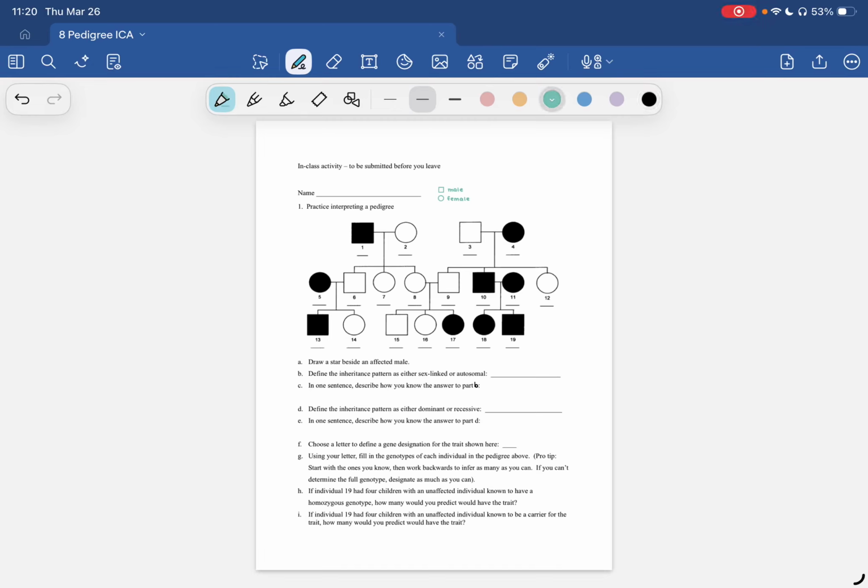Hi everyone, in this video I'm going to walk you through the steps of interpreting a pedigree and figuring out kind of what's happening. Is it dominant? Is it recessive? Who's affected? What would be the product when you cross certain individuals together? So hopefully this video helps break that down.